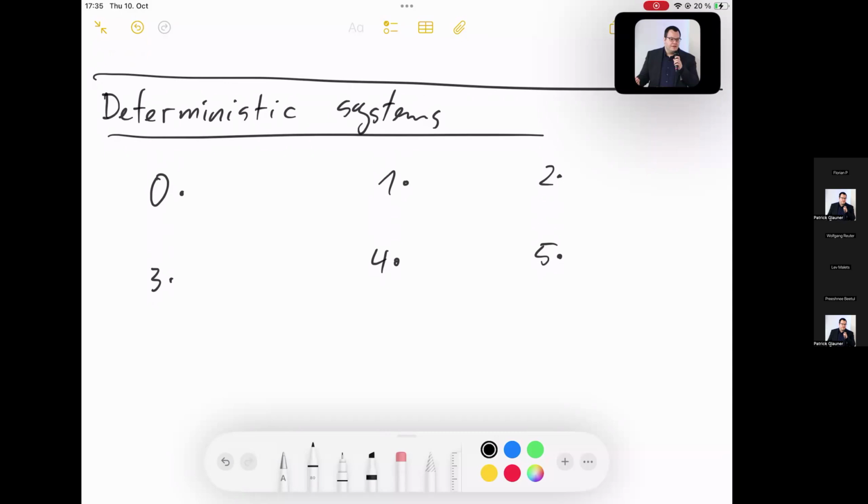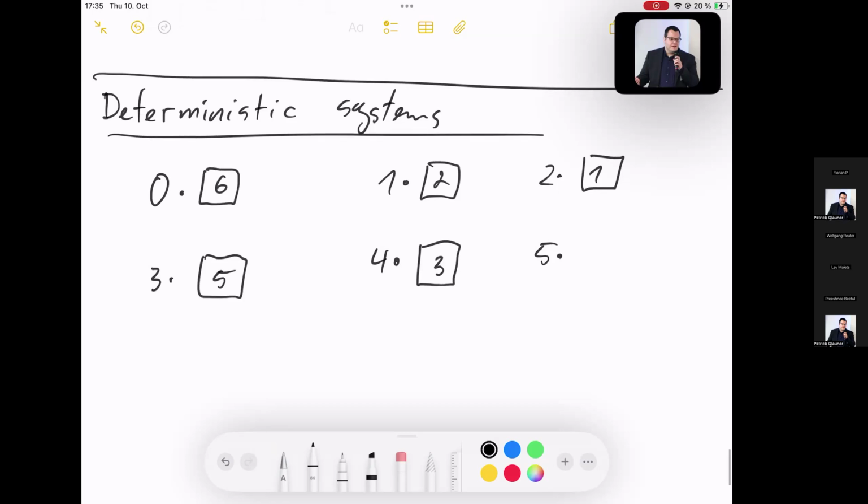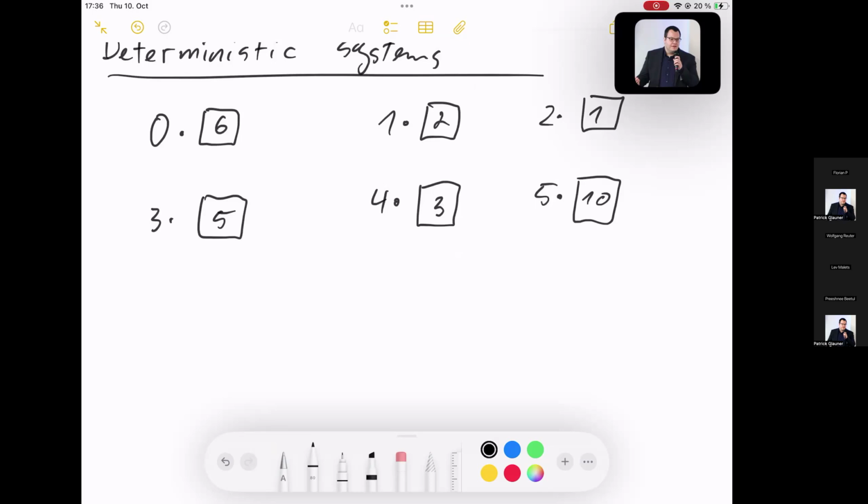So what we have here is a state of a deterministic system. And our deterministic system, as we see here, has 6 nodes or vertices, if we see it from a graph perspective. And for now, what we want to do is we want to put in marbles in these positions. And for example, we could put 6 marbles in the first spot, 2 marbles in the next spot, then 1 marble, 5 marbles, 3 marbles, and 10 marbles.